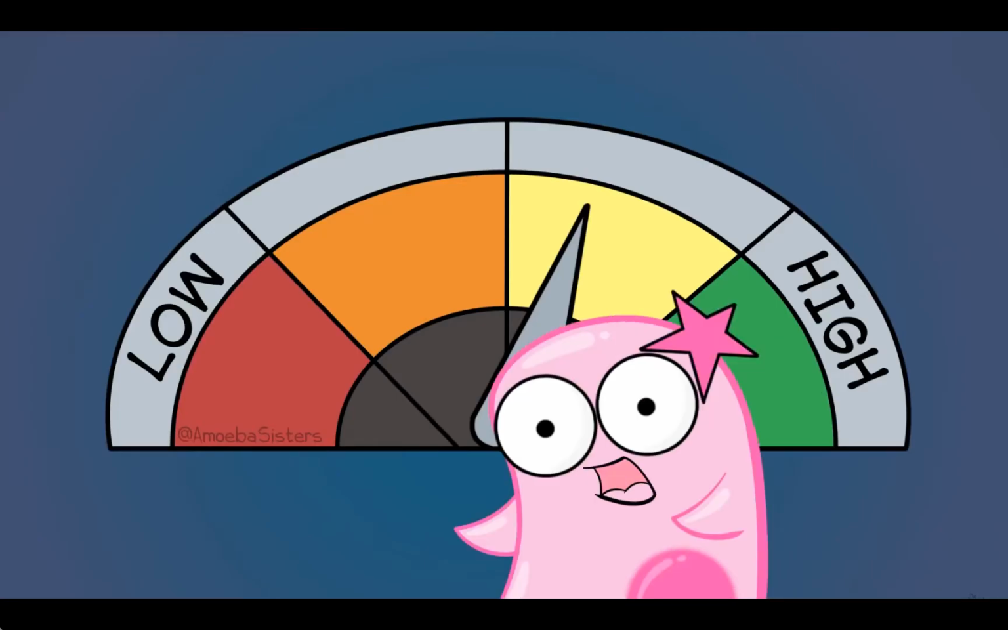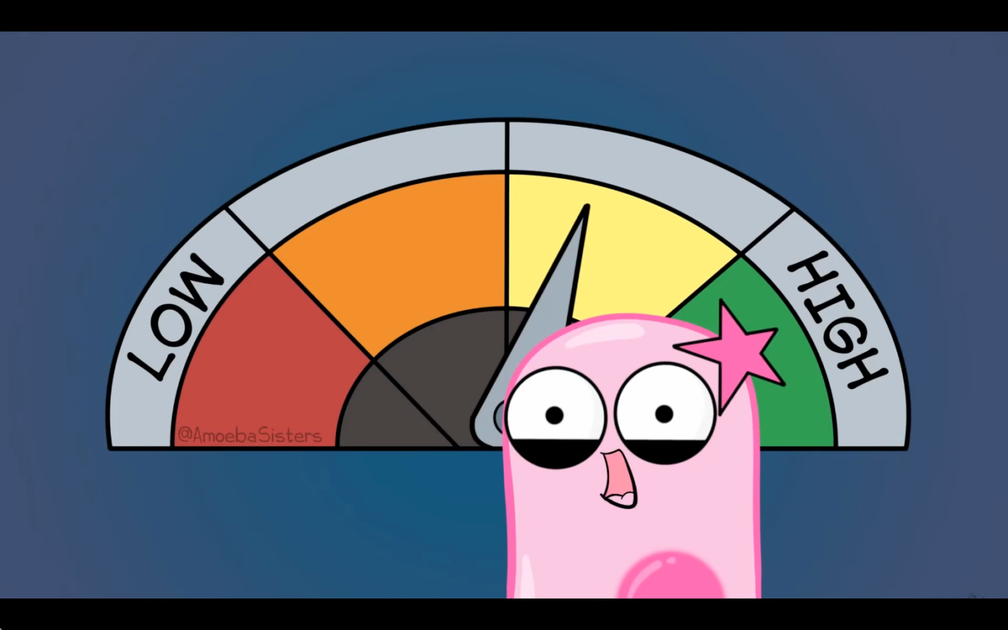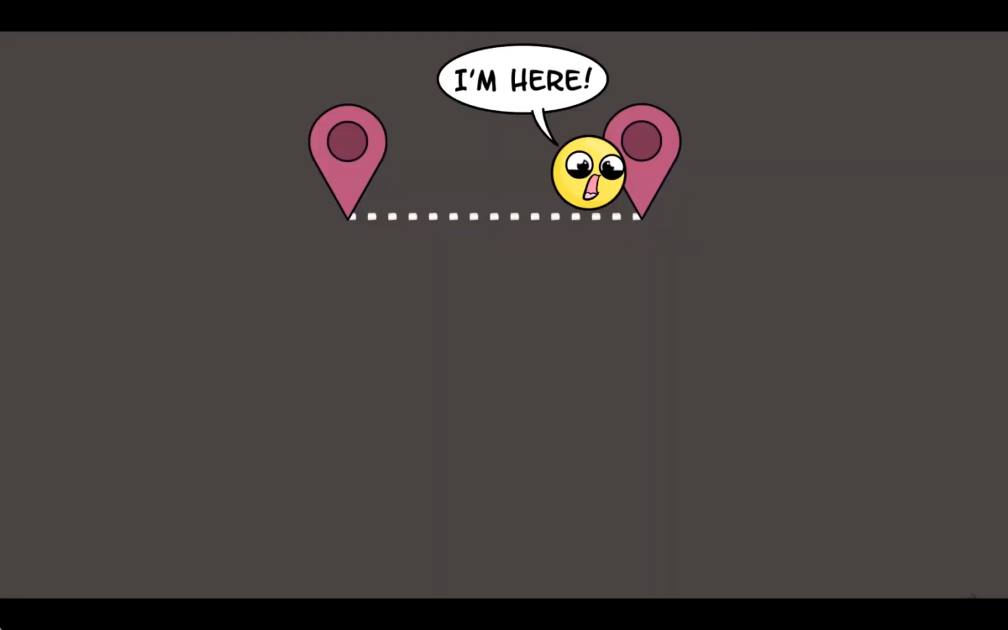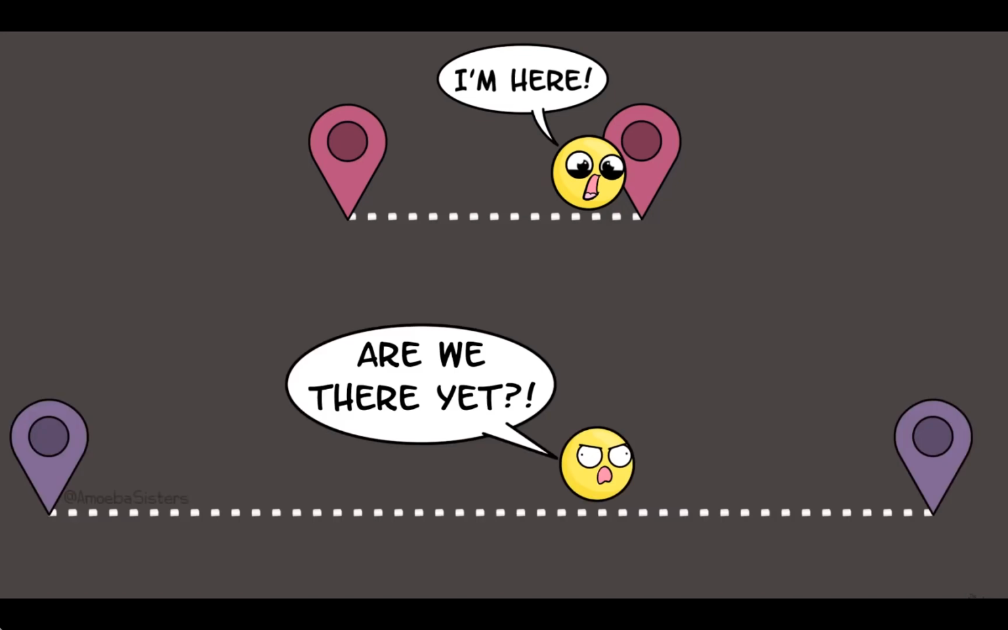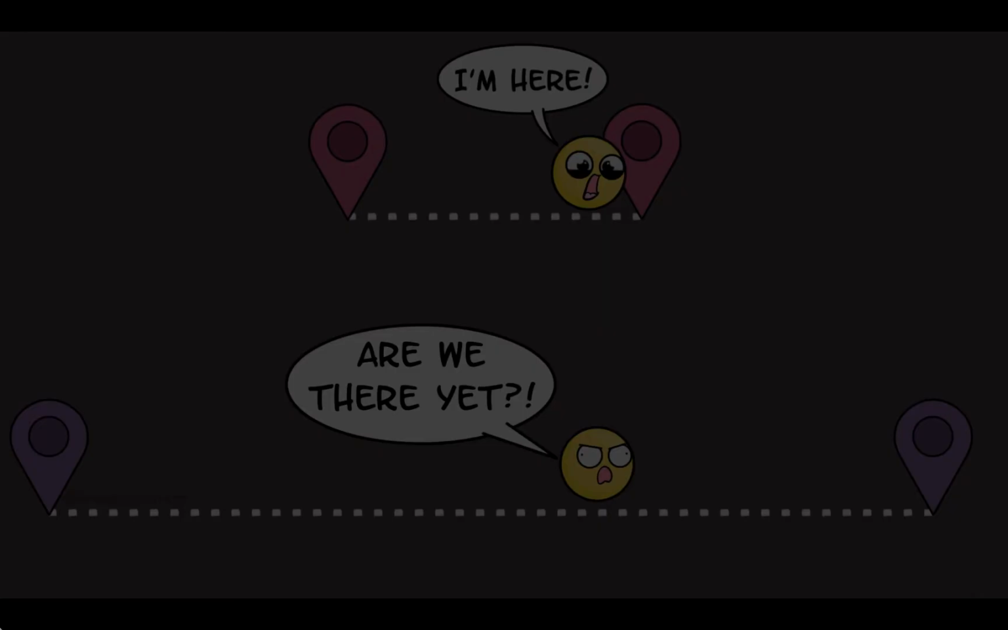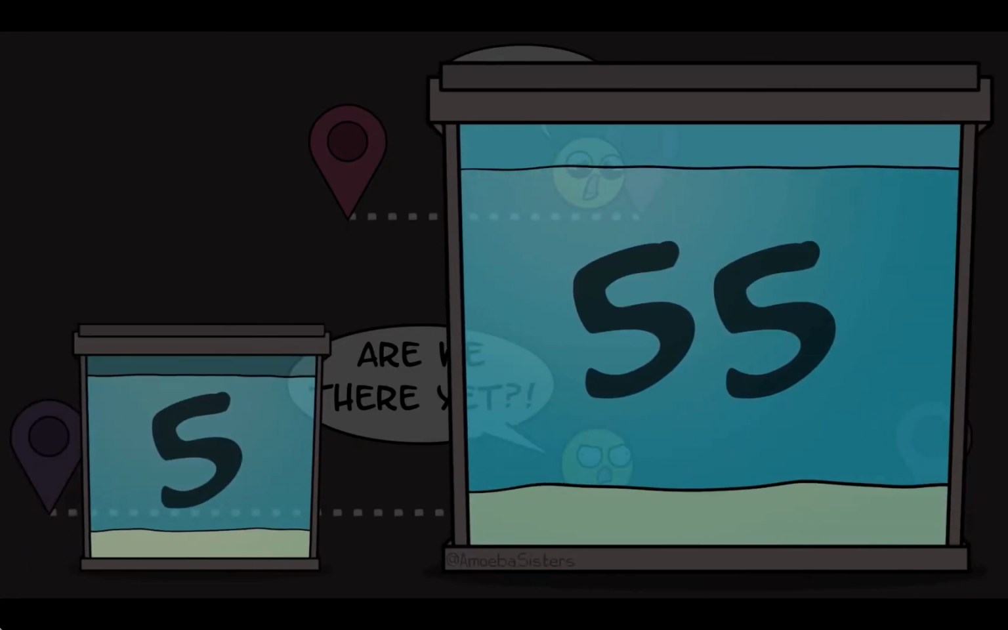Now, there are factors that can affect the rate of diffusion. We'll mention just a few of them when considering these small molecules here, diffusing in simple diffusion. Distance. The greater the distance that needs to be traveled, the slower the diffusion rate. For example, you could observe a difference in a 5-gallon tank versus a 55-gallon one.